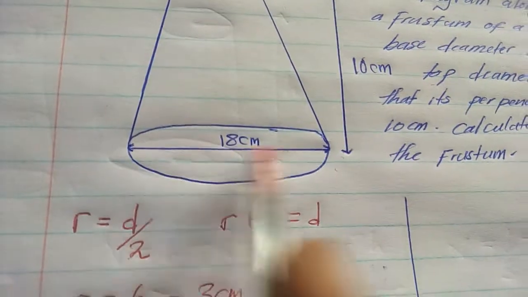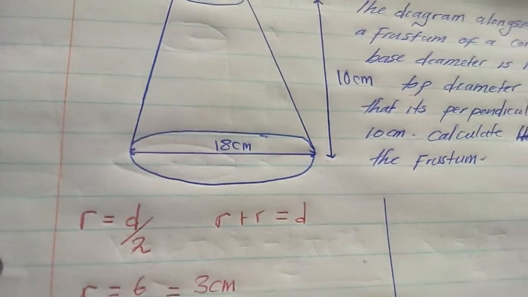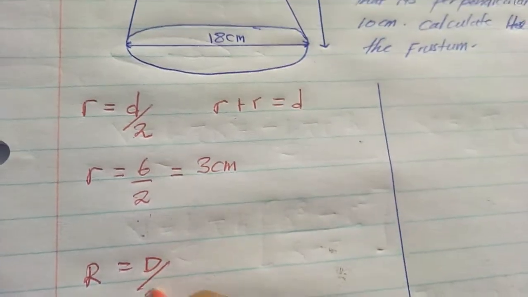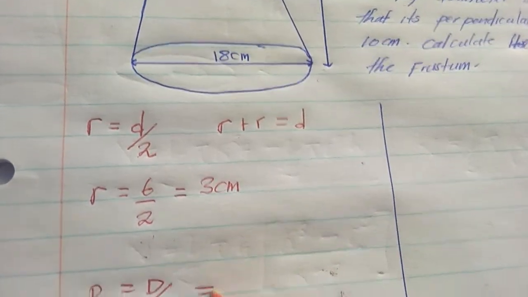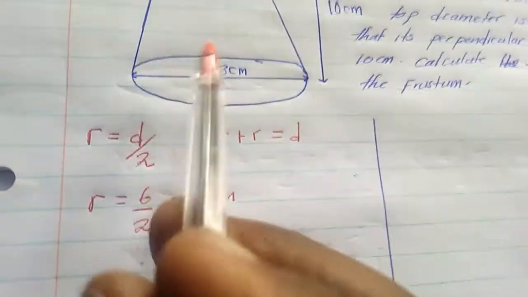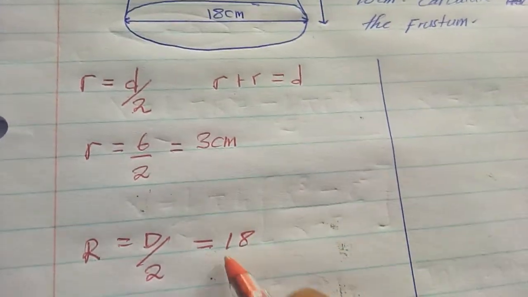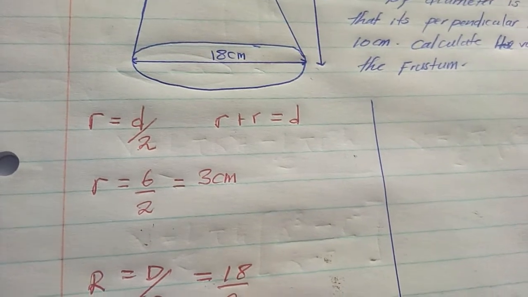What about the diameter of the base? So the radius will be equal to, we can use capital D there, over 2, and this will be equal to, what is the diameter here? It is 18. 18 divided by what? By 2. Why are we doing that?